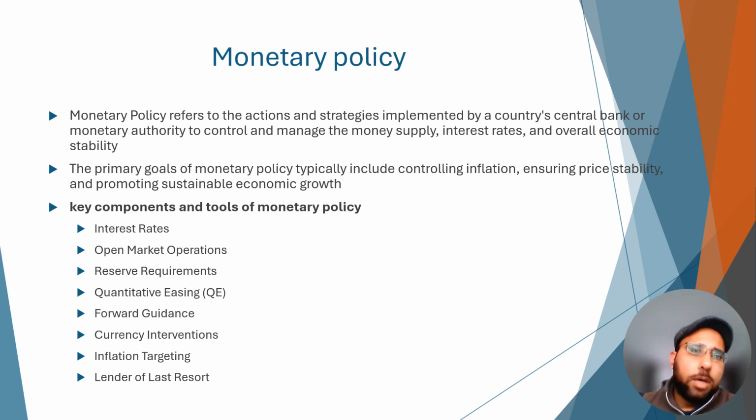Then you've got open market operations. This involves the buying and selling of government bonds by the central bank to regulate money supply. If they're buying securities, it's a way of injecting money into the economy, so that's expansionary. If they are selling them, that reduces money supply, so that is contractionary.